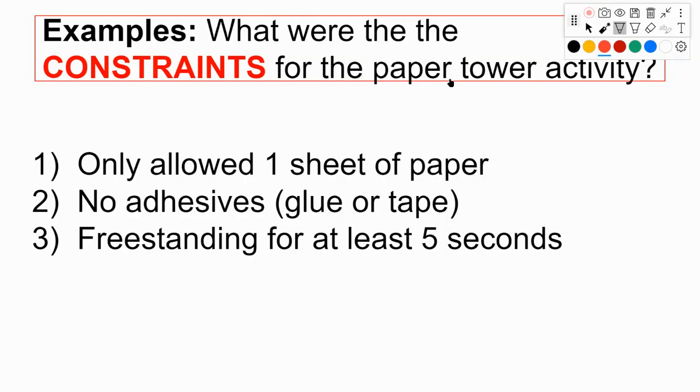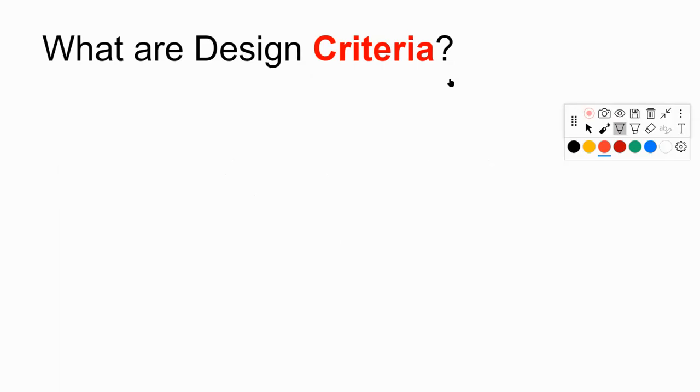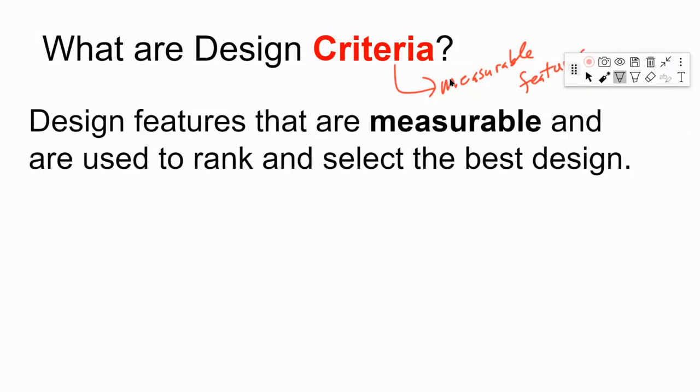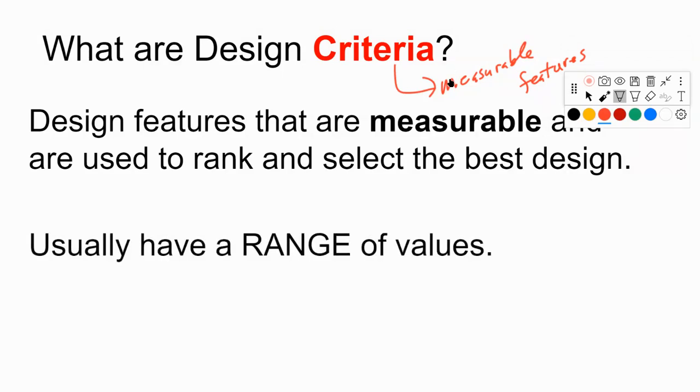So I think these were criteria for the first part of that activity. Criteria are measurable features. So they're not really yes or no. They're design features that are measurable and are used to rank and select the best design. And again, they usually have a range of values.